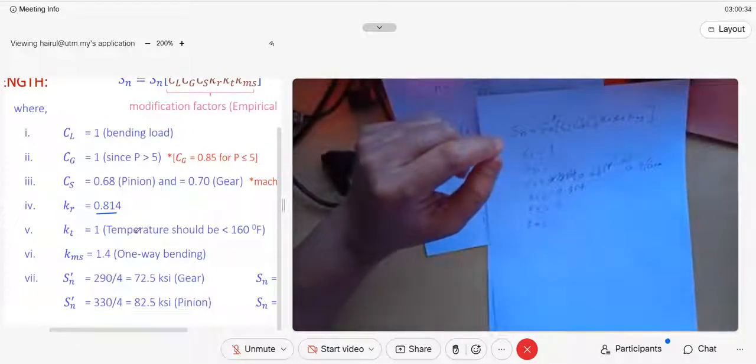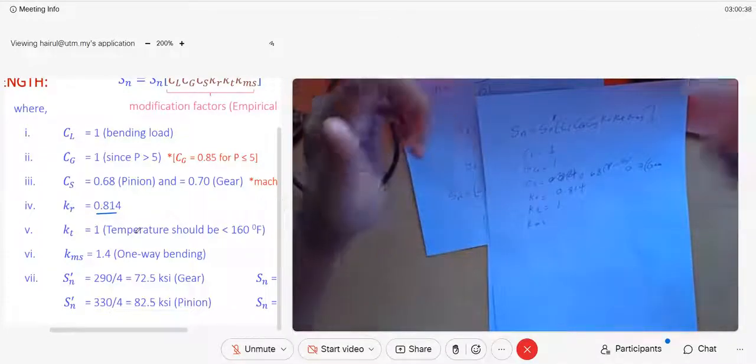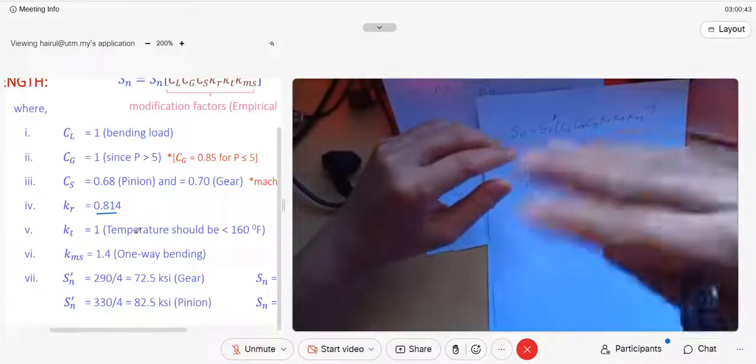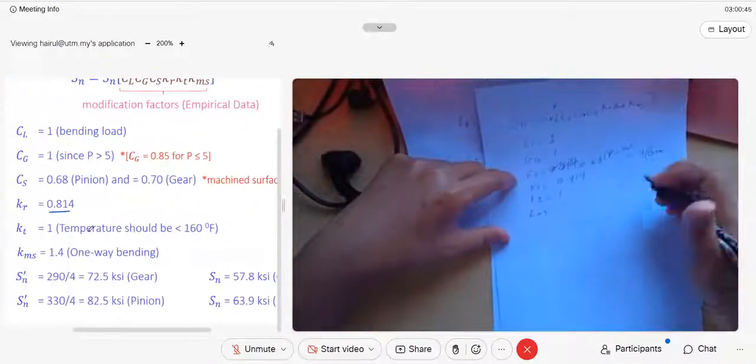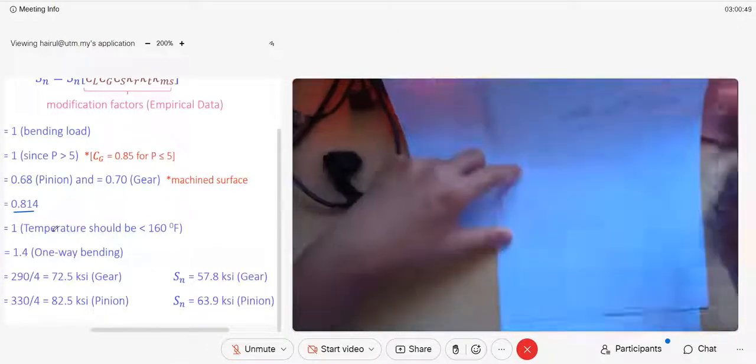But for one-way bending, like output gear and input gear, only the surface has positive bending, so the mean is much greater. So KMS is 1.4. So what about your SN prime?